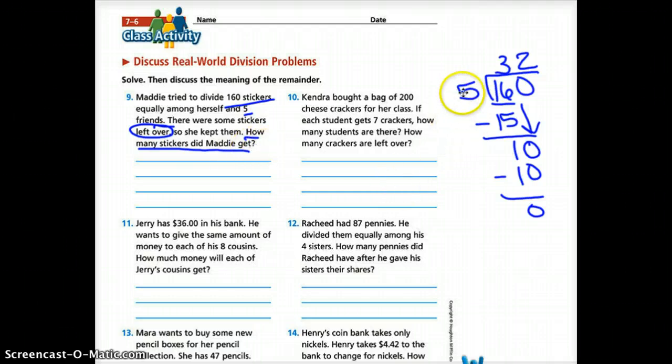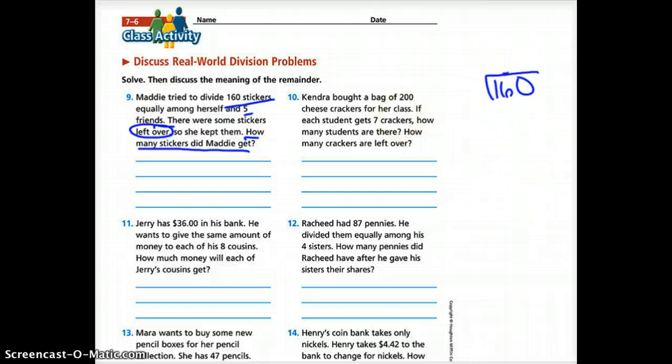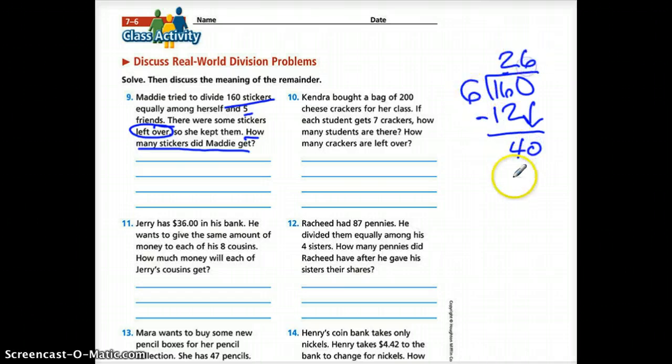Oh, and I made a mistake. We were supposed to not divide by 5. We were supposed to divide by 6. So let's go back and recheck this problem here. My mistake. 160 divided by 6, sorry. 6 times 2 is 12. 4, bring down my 0. 40 divided by 6 would be 6. So I have an extra 4. So Maddie is going to get 26 plus the 4 extra. So Maddie's going to end up with 30 stickers.